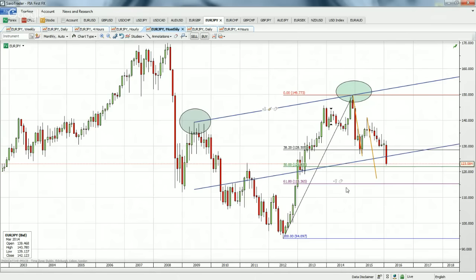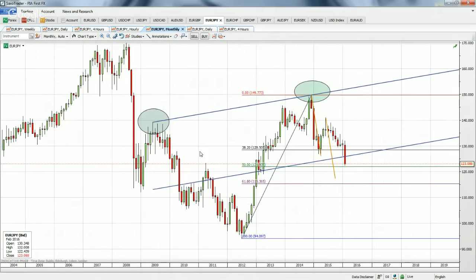We have seen a mild bounce from a 50% pullback level, but we have broken out of this formation to the downside. An ABCD formation would take us down to 117.35. 61.8% is 115.36. So that's our prime target area over the long term. Okay, for euro yen.